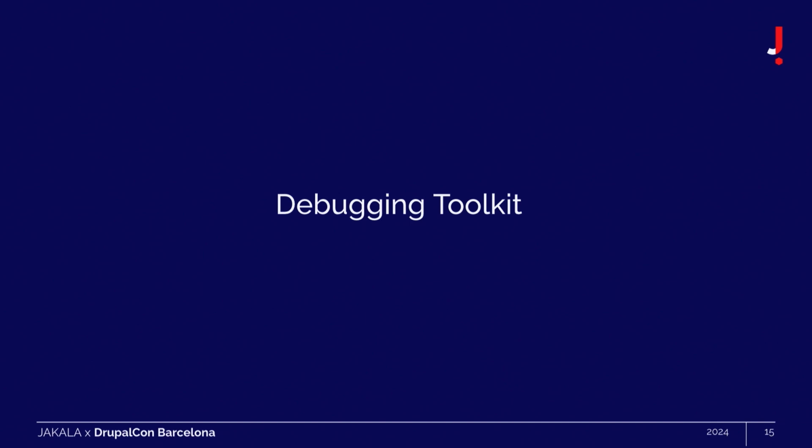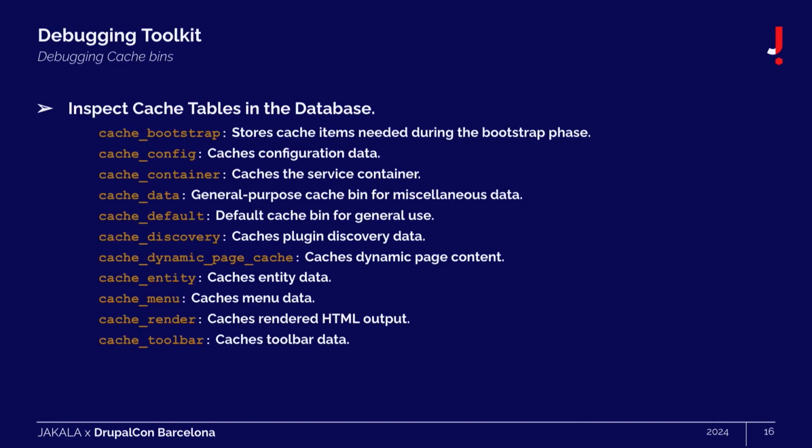Now the debugging toolkit. Again, we start with cache bins. As I said, the default one is database. Here we can see the bins. Actually, if you look at the database, we see cache_entity, cache_menu, cache_data. Those are tables. And the cache bins are living in the database. Basically, all the cache data can be looked at inside those tables. And as already mentioned, each table is meant to keep specific data.